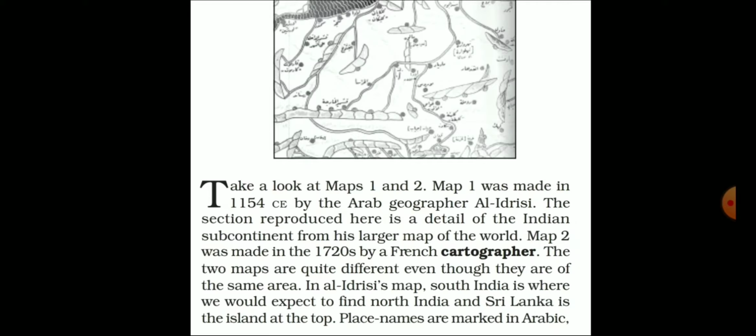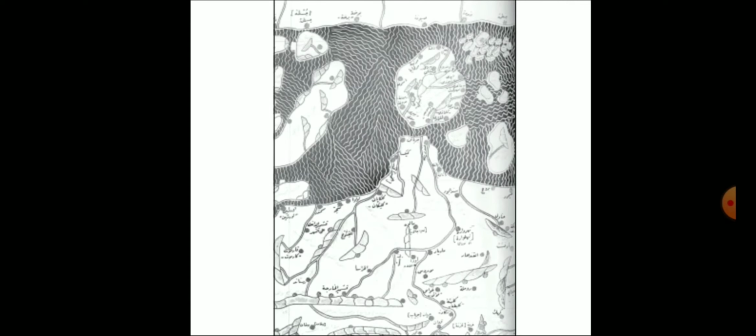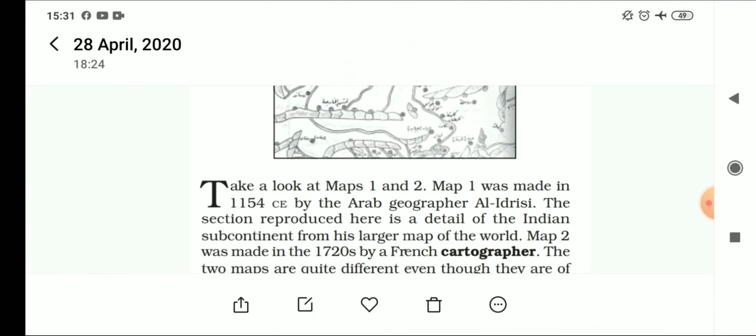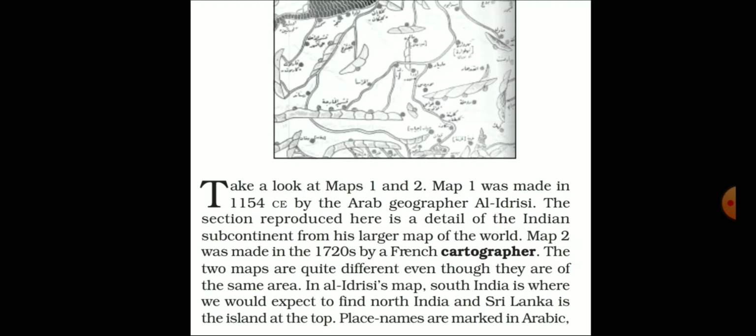The section reproduced here is a detail of the Indian subcontinent from Al-Idrisi's larger map of the world. Means Al-Idrisi, in the map he made according to his knowledge, has tried to show a detailed study of a large portion of the Indian subcontinent. Subcontinent means a part of a continent or a large part of a continent.